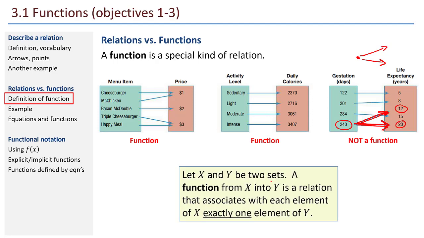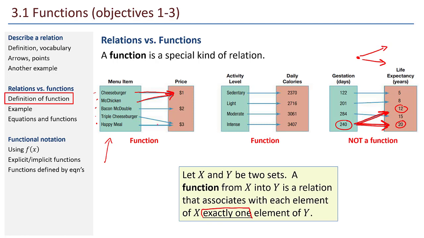Here's our definition. Let x and y be 2 sets. A function from x into y is a relation that associates with each element of x exactly 1 element of y. Notice how in the first case that is satisfied. For each menu item, there's only 1 price that it goes to. The cheeseburger only goes to the 1 price of the $1. The McChicken only goes to the 1 price, that's the $1. Bacon McDouble only goes to 1 price.